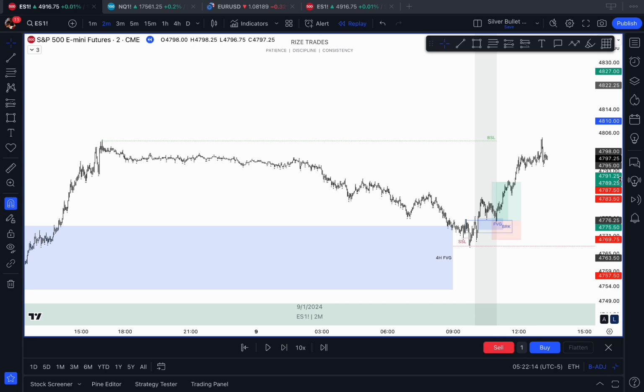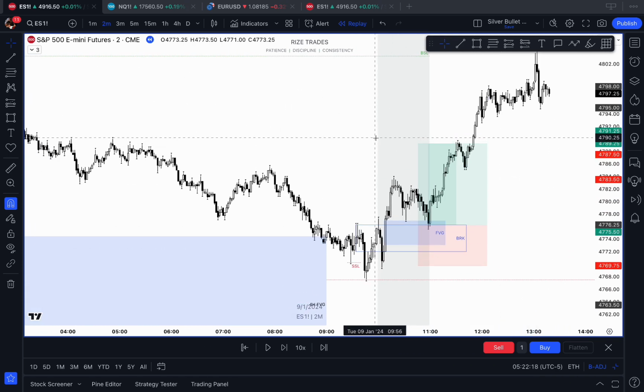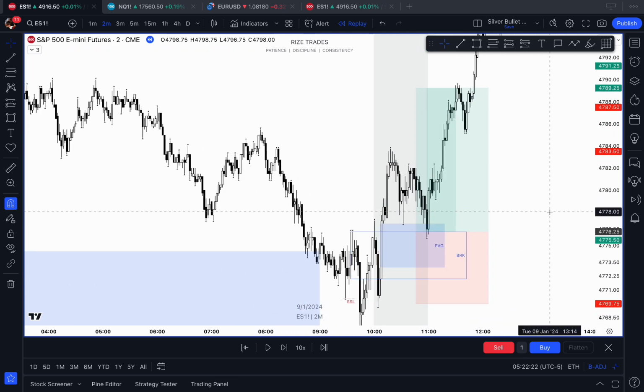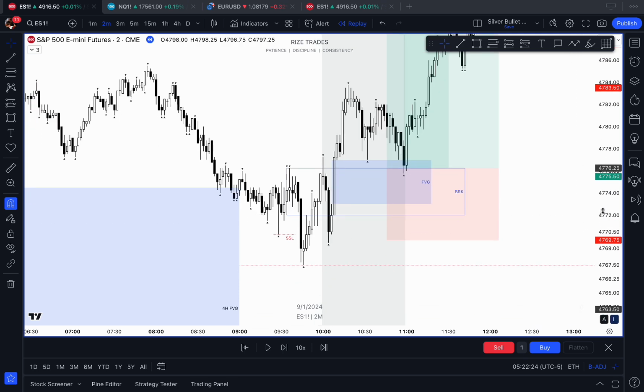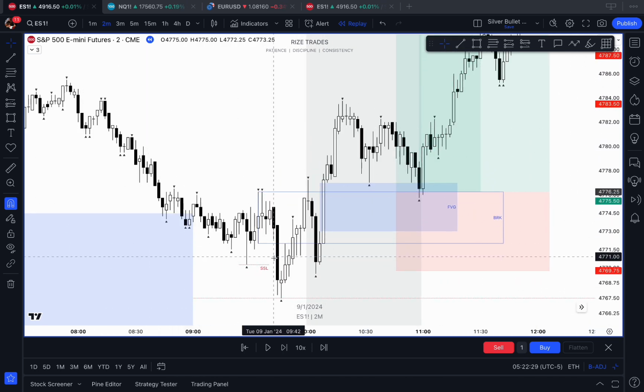And what we've done is retrace back into value before our 10 a.m. Silver Bullet window. So we've got this 4-hour fair value gap here. There's likely a 1-hour fair value gap in that as well. And what we can see before the start of the hour is we retrace into that, and then we take out sell side liquidity here, this most recent low, and we displace through this breaker block.